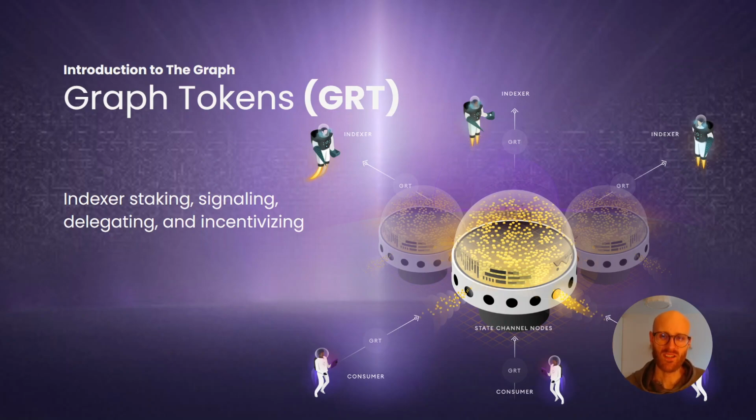And this deposit of GRT tokens is then subject to slashing if they act in a malicious behavior. So they are financially incentivized not to behave maliciously, for example, by providing inaccurate data or not being active on the network.